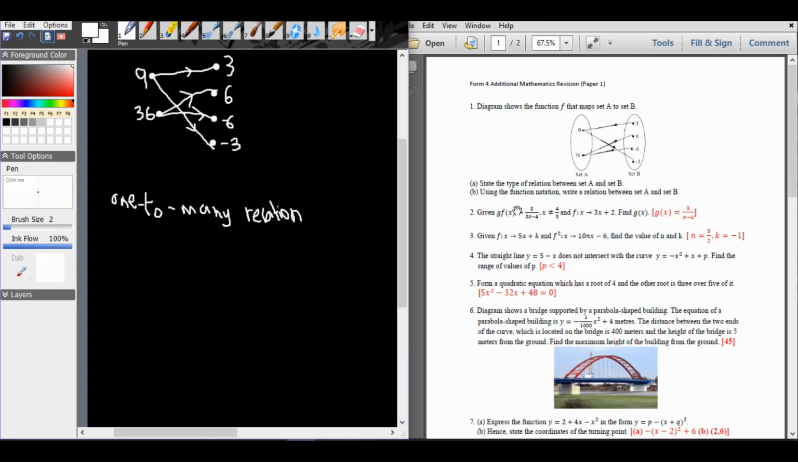B. Using the function notation, write a relation between set A and set B. So what is the relationship between object and image here? Square root of 9, you will have positive 3 or negative 3. Square root of 36, you will have positive 6 or negative 6. So this is x. The image will be square root of x. So this is the answer. f: x maps to square root of x. So this is the answer for A and B.